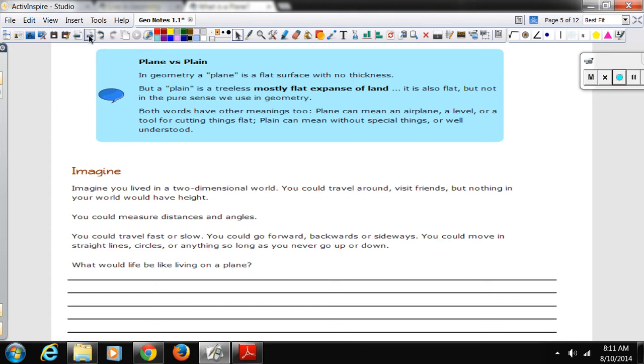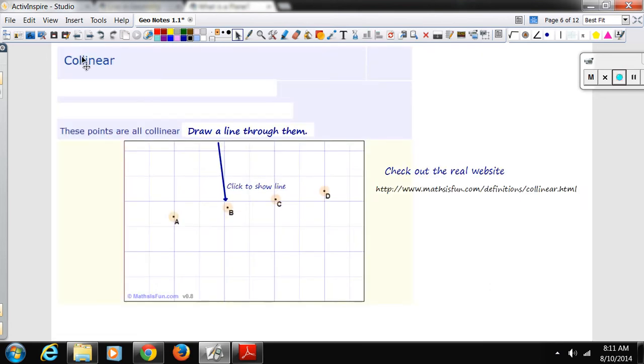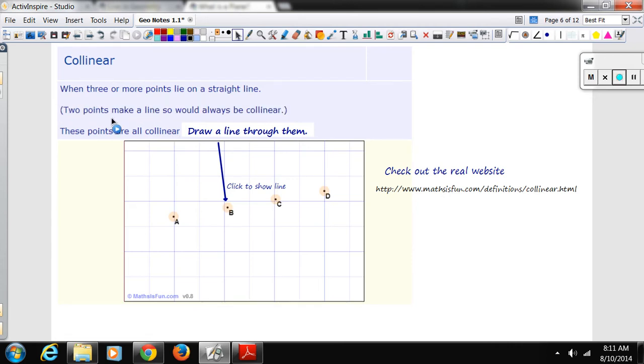All right, here's the next one. Collinear. When three or more points lie on a straight line, we call them collinear. Co means together, so together on a line. Collinear means together on a line. 2 points make a line, so they would be called collinear. So you can kind of see, you could draw the line right through these 4 points, and you would have collinear points.